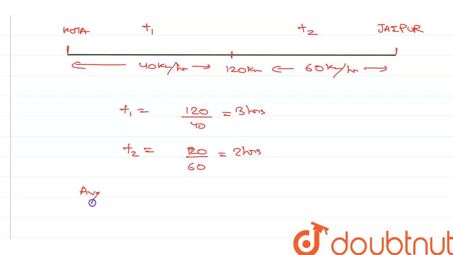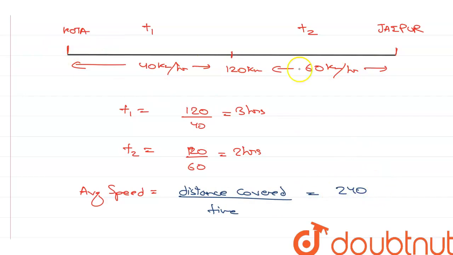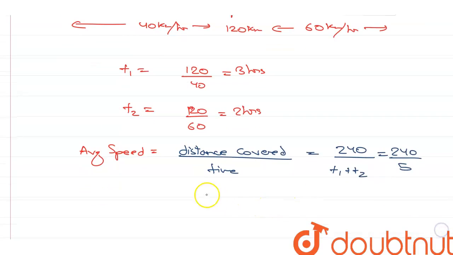Now average speed will be equal to distance covered divided by the time taken. Distance covered is 240 kilometers because that's the length of the journey between Kota and Jaipur, and the time will be the sum of these two times, that is T1 plus T2. So 240 upon 5, that is equal to 240 by 5 is 48 kilometers per hour. So average speed of A is 48 kilometers per hour.